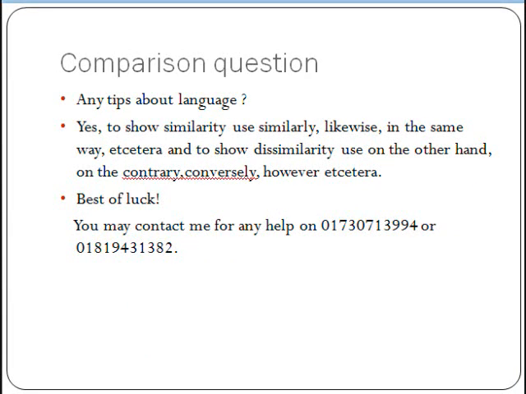Any tips about language? Yes. To show similarity, use similarly, likewise, in the same way, etc. And to show dissimilarity, use on the other hand, on the contrary, conversely, however, etc.